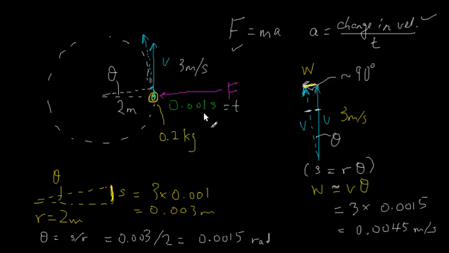So I have this little ball which moves for a very short time, and I have found the change in velocity from this triangle. I found this change in velocity, and therefore I can divide by the time to get acceleration and multiply by mass to get the force. So let me complete this calculation.